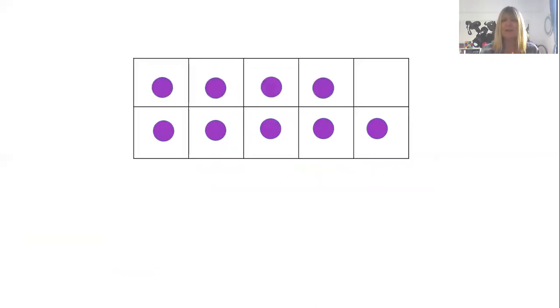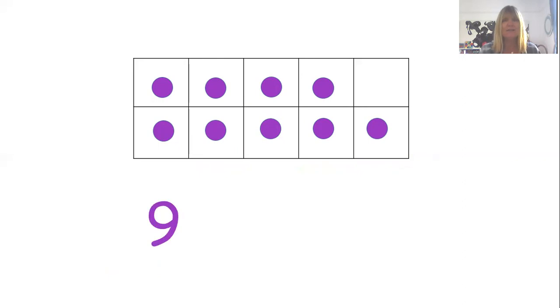Now we're just having another look at this, because I want you to think about the number sentence you could write to show what is happening in that 10 frame. This is what I mean. If I think about how many purple dots there are, I think we said there were 9.